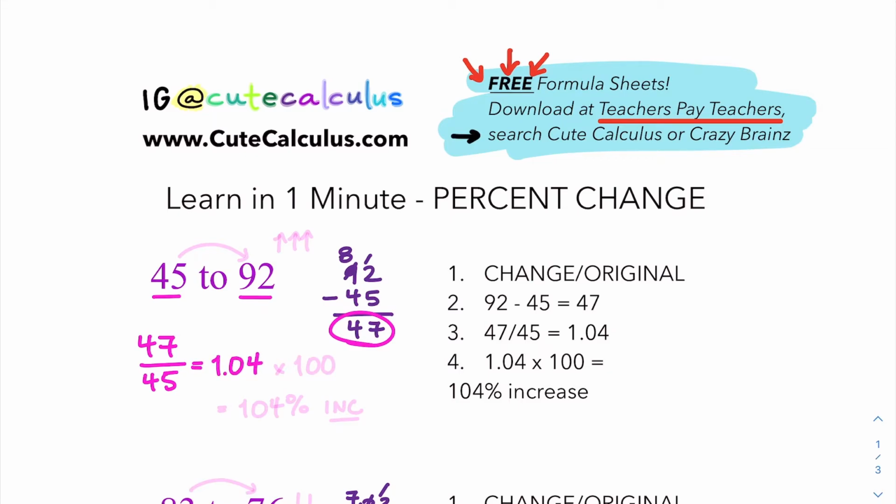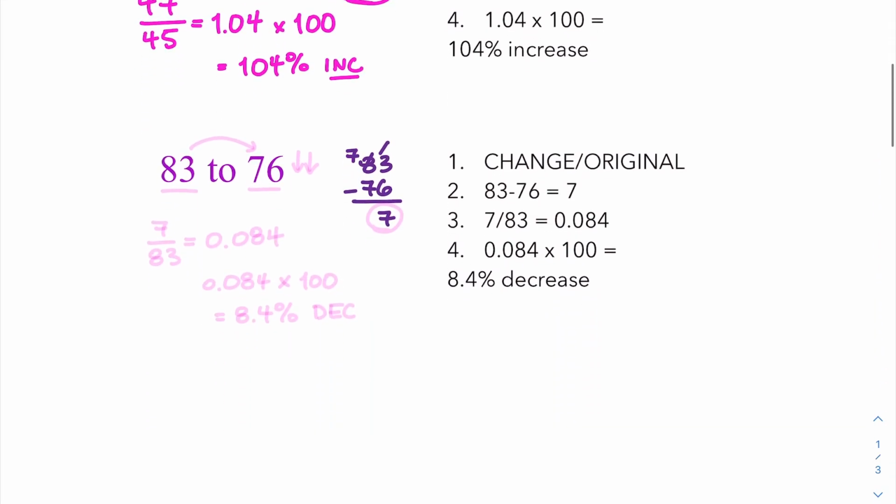Then, to calculate the percentage, you multiply this value times 100. So we're going to get that this is a 104% increase, and that's because this value went from 45 to 92. It increased in value. In our second example, we're going from 83 to 76.